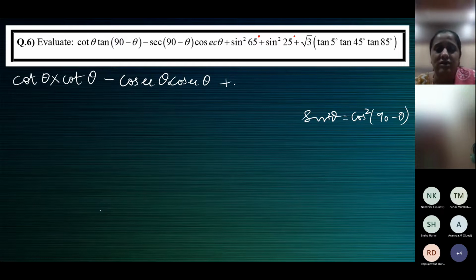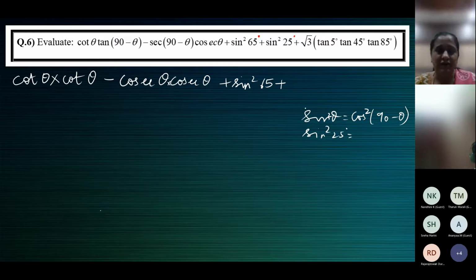So what we're going to do is, let's write sine square 65 as it is. Anything you can change. You can change sine square 65 or sine square 25. Let me do one for you. So now we'll write sine square 25 as, what is sine square theta? Cos square 90 minus theta. See here, sine square theta is cos square 90 minus theta. So instead of sine square 25 degrees, we can write it in two different ways. I'll do one for you now.